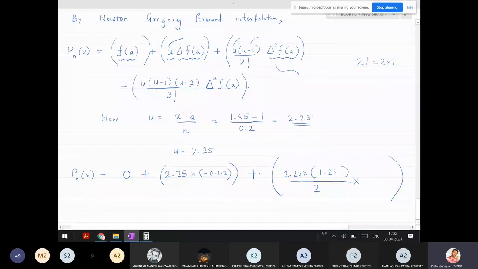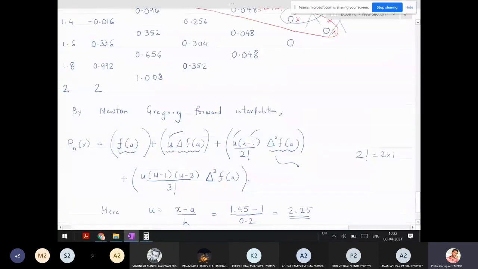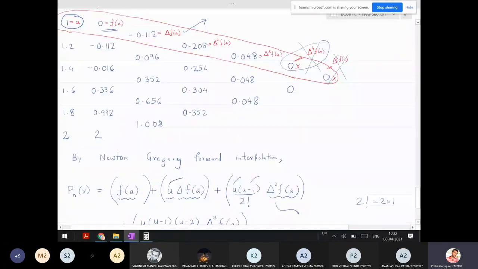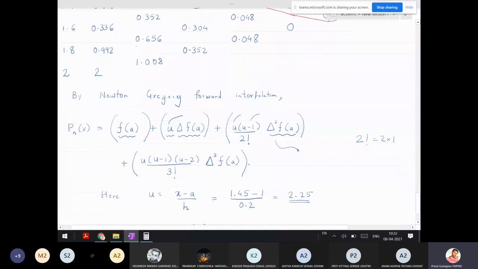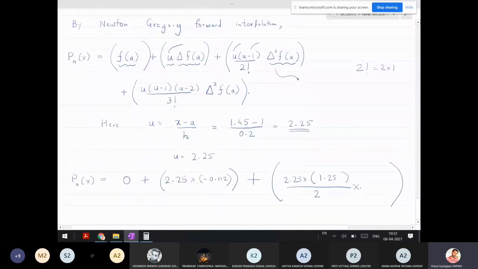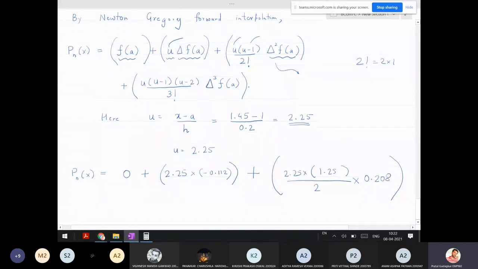Let us go to the table and see what is delta square f of a. Delta square f of a is 0.208. So that I will write here, multiplied by 0.208. This is the third term. Now we are going for the last, fourth bracket.